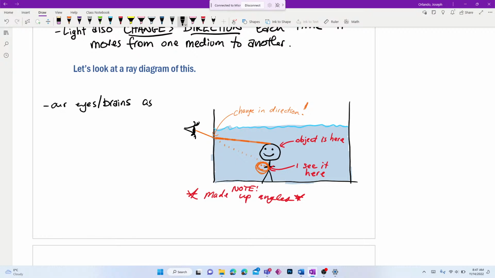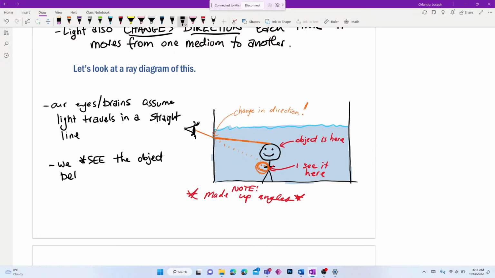Our eyes and brains assume light travels in a straight line. This is the same way mirrors trick us. That should be a star, not a quotation mark. We see the object below its actual location. In this example.